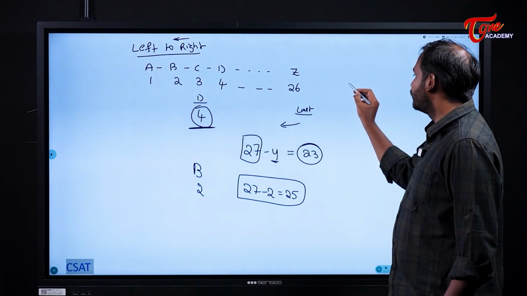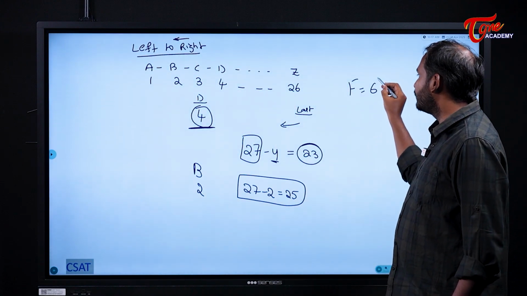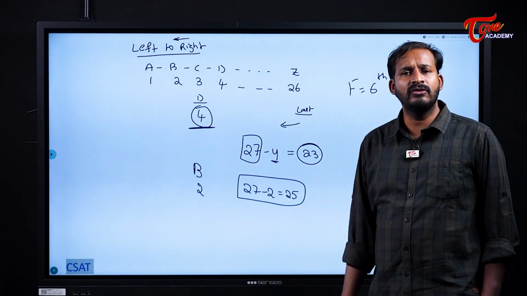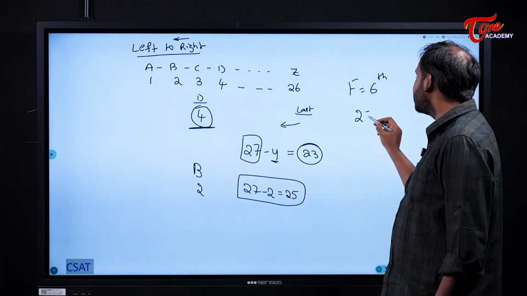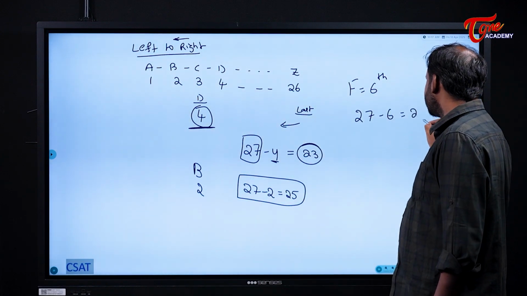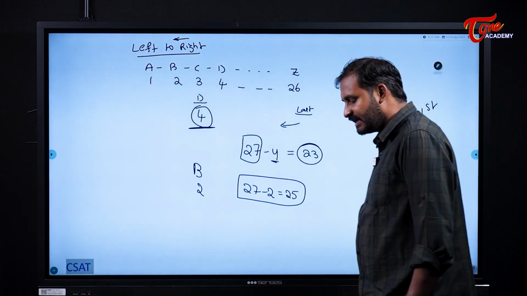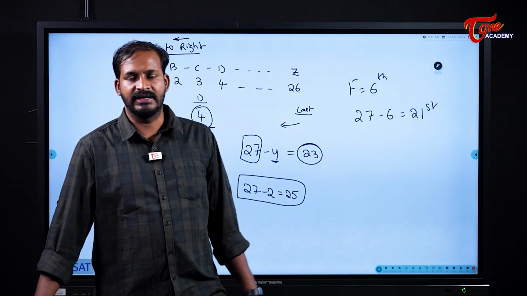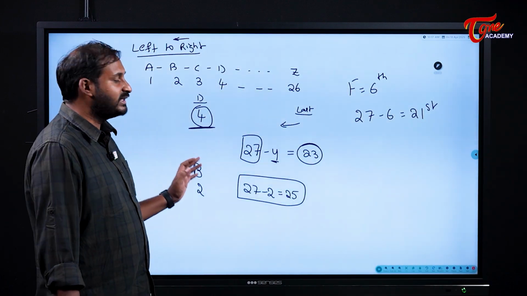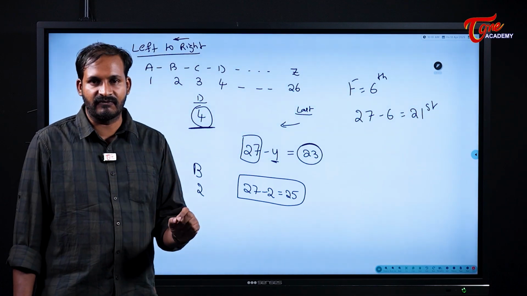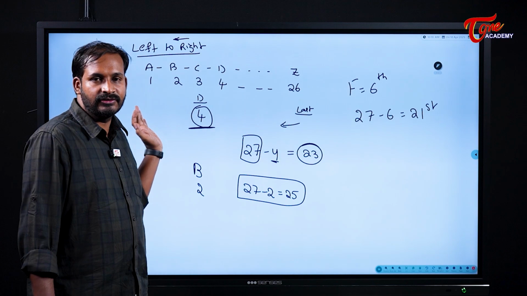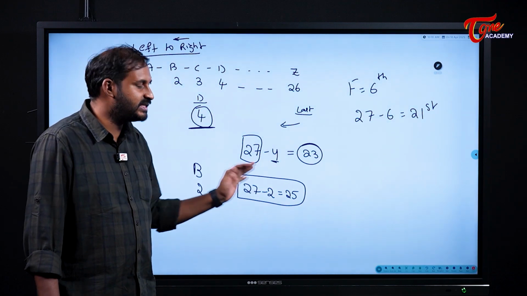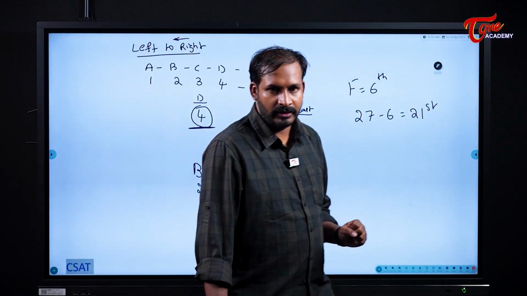For example, F. F is the sixth alphabet from the start. If I want to know F's position from the last, what do I need to do? 27 minus 6, that is 21st. So from the last, or from the right side, F is the 21st alphabet. Like this, we need to know the positions of alphabets from left to right as well as right to left. Then we can easily solve most of the problems.